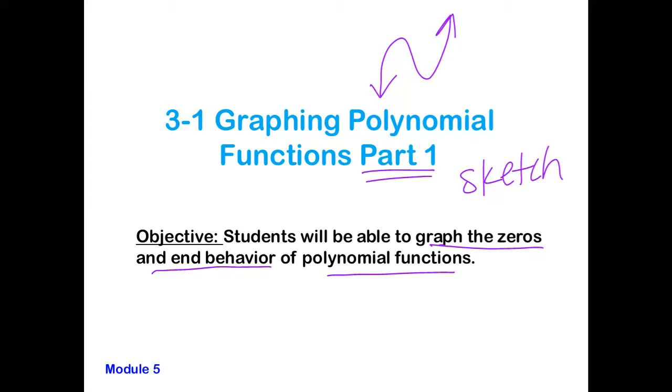They could be a cubic function, which is a polynomial function. You could have a quadratic function, which would be like a W or an M. That would be a quadratic function. So we're going to learn how to graph these today, but it's just the basic graphing, okay?